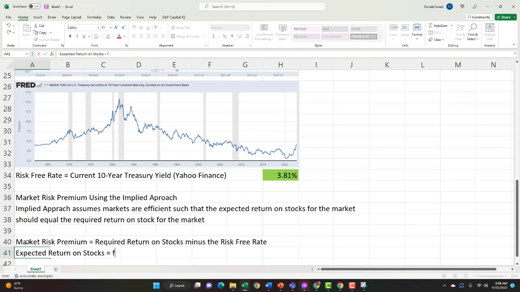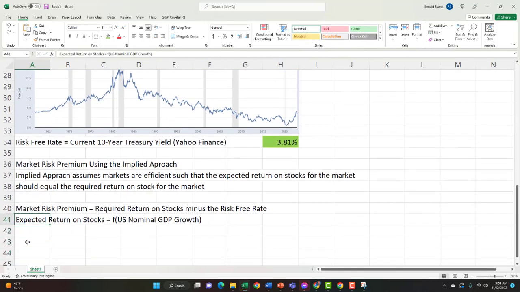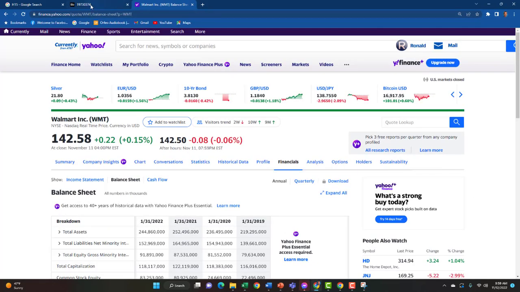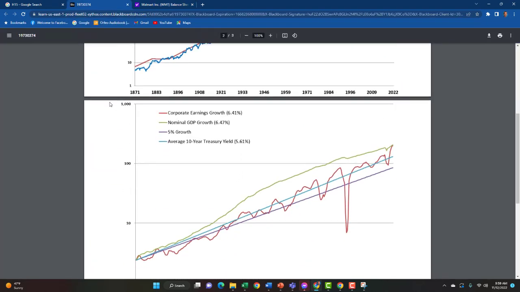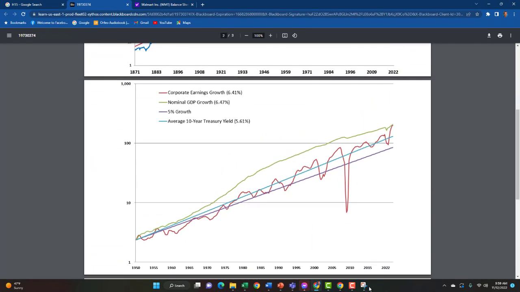We're going to say that that is a function of U.S. nominal GDP growth. We're going to assume that stocks' earnings grow about the same speed as the overall U.S. economy. I have some charts out there that you can use for that. So if you look on Blackboard, I have these charts that show you that. So here's a chart you could certainly put into your paper that shows that corporate earnings in the red have somewhat tracked GDP growth in the green. In fact, here recently, the long-term growth has been almost identical, 6.41% versus 6.47%.